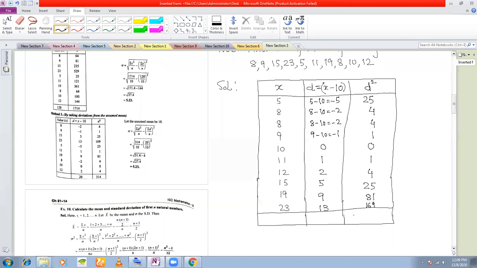Okay, now you add up this. You find sigma d square. Summation d square you find. Okay, let us add up these, and let's see what we get. Try to add up and tell me. 314 we are getting. Okay, sigma d square you are getting 314.